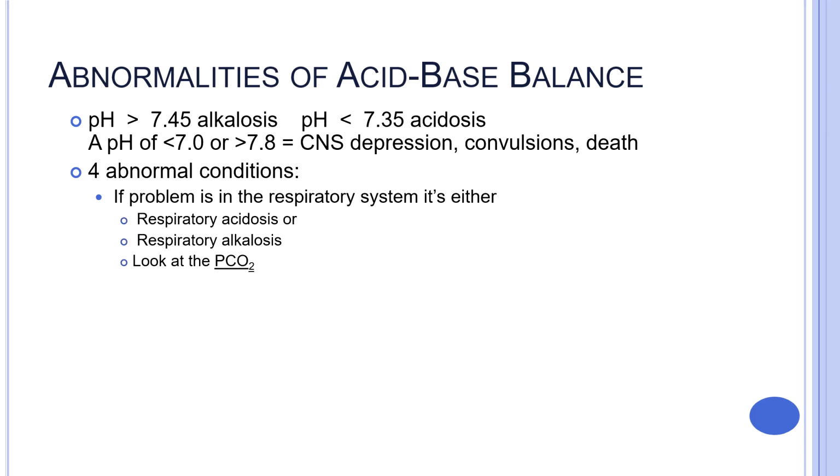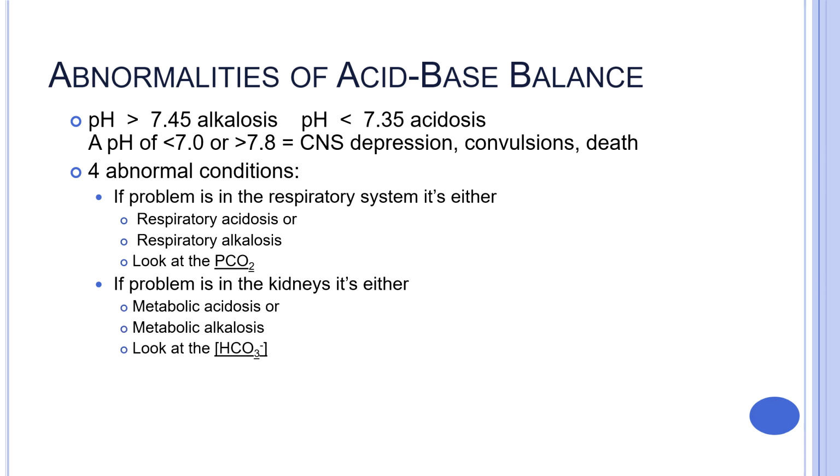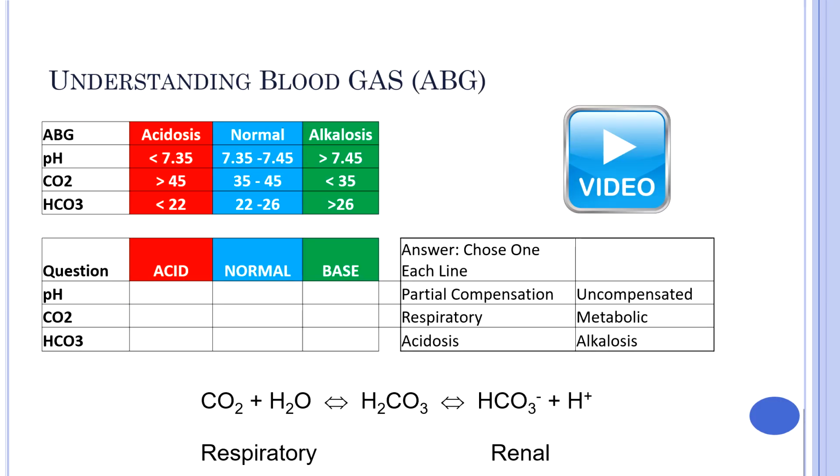If the problem is in the respiratory system, it's either respiratory acidosis or respiratory alkalosis. And we can determine this by looking at the pressure of carbon dioxide. If the problem is in the kidneys, it's either metabolic acidosis or metabolic alkalosis. And for this, we will look at the bicarbonate readings. Okay, now here's a very important slide for you to remember.